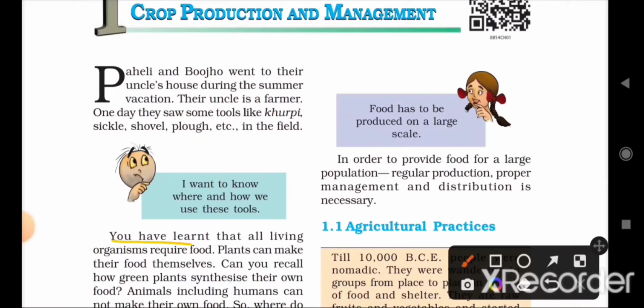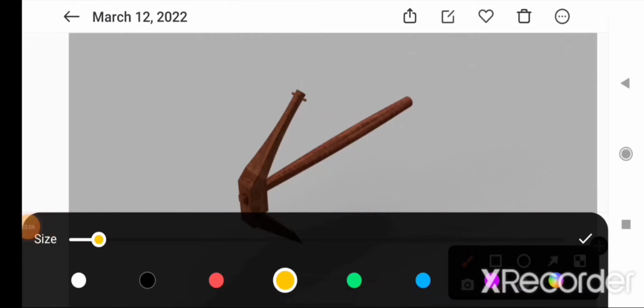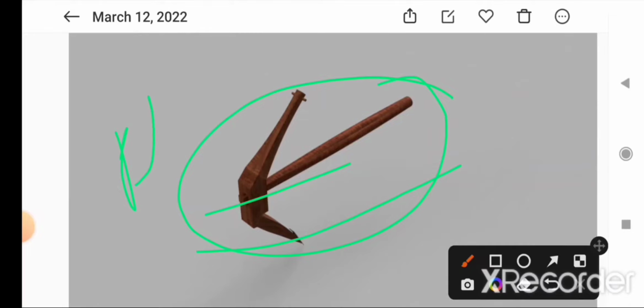You have learned that all living organisms require food. They saw the sickle, shovel and plough. This is called the Indian plough. This is how, in traditional ways, we do agriculture practice, with this plough. This is called the plough.